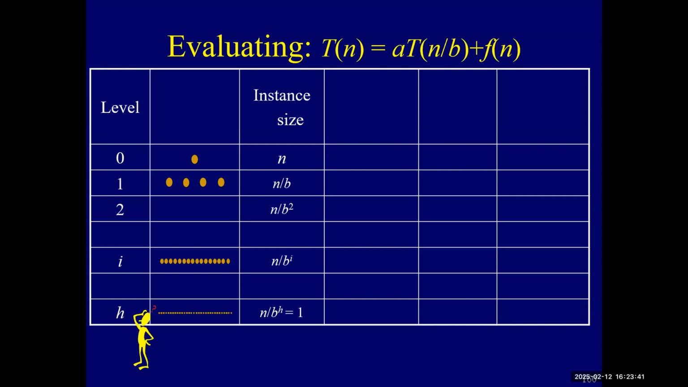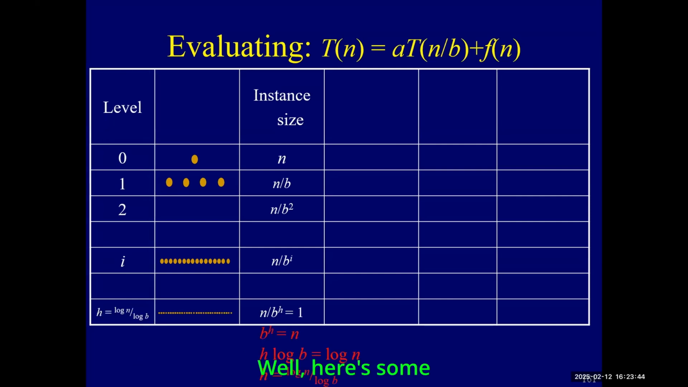Then we say, well, can we figure out how many levels there are? Well, here's some math. We have b to the h is n. We keep dividing by b until we get to 1. So b to the h is n. So you take the log of both sides. What's the log of b to the h? I don't know if you remember, the h can come down. And then here we got log n. And then we want to solve for h, which is the number of levels of recursion. So h is log n over log b.